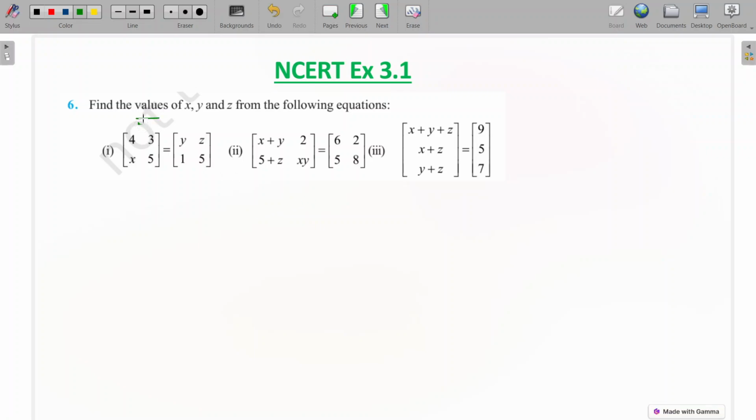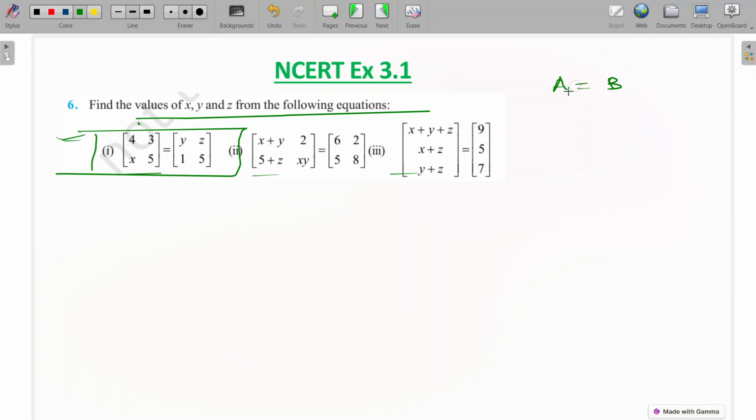Find the values of x, y, and z from the following equations. So we have been given three equations. In each equation, we have to find the values of x, y, and z. So it is like a linear type of equation. Here it is showing this matrix is equal to this matrix, where matrix A is equal to matrix B.